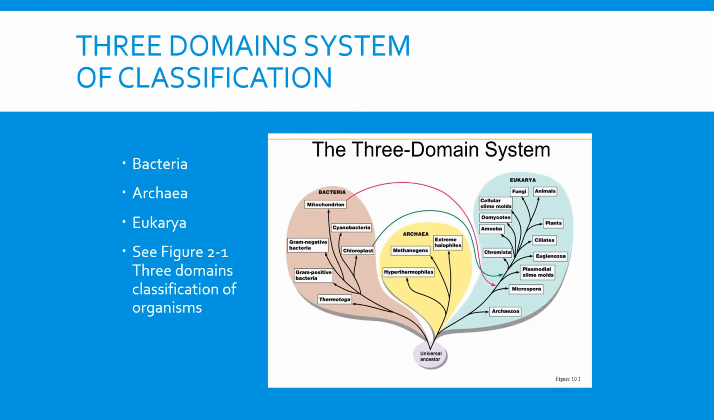And here's just an image representing the 3-domain system that the text talks about, that includes, as I said, bacteria, archaea, and eukarya. And you can see within each of these it breaks down bacteria as cyanobacteria and chloroplasts, which chloroplasts are kind of plant-like, and gram-positive bacteria and gram-negative bacteria, and so on and so forth.